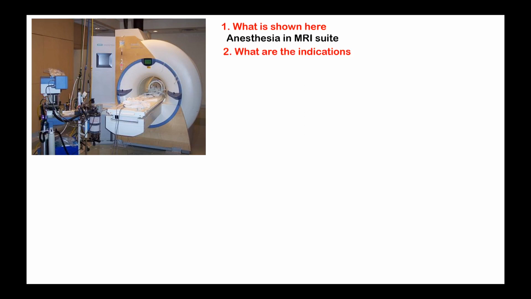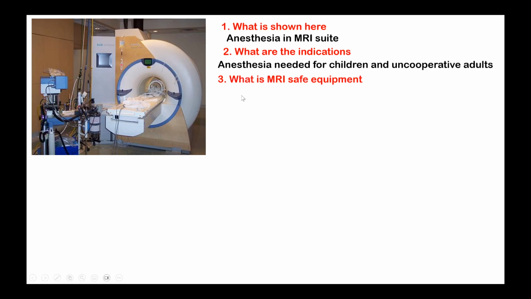Who are all the patients who require anesthesia, even for an investigation like that? Claustrophobic patients, pediatric patients, and non-cooperative adults. Anesthesia is needed for children and for uncooperative or claustrophobic patients. What is MRI safe equipment? Which equipment do you call MRI safe? There are two terminologies: one is MRI safe, another is MRI compatible. When will you call an equipment MRI safe, and when MRI compatible?